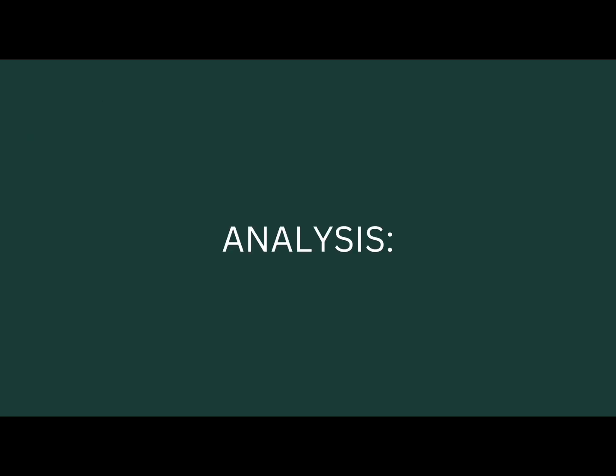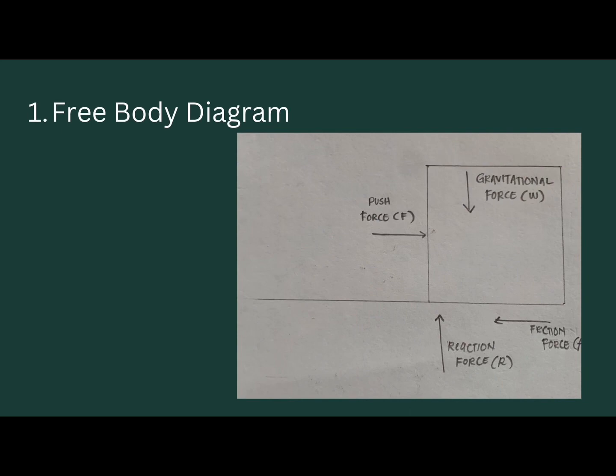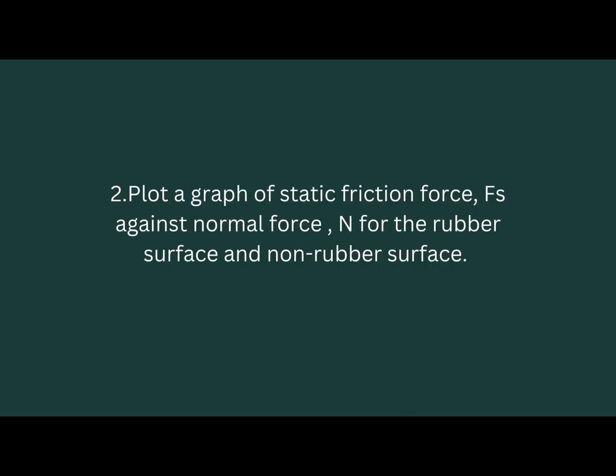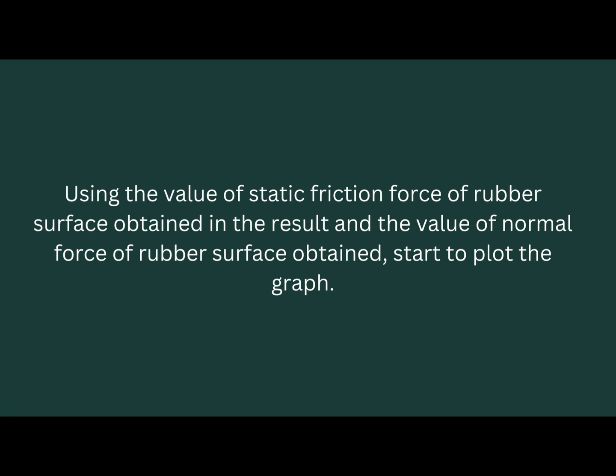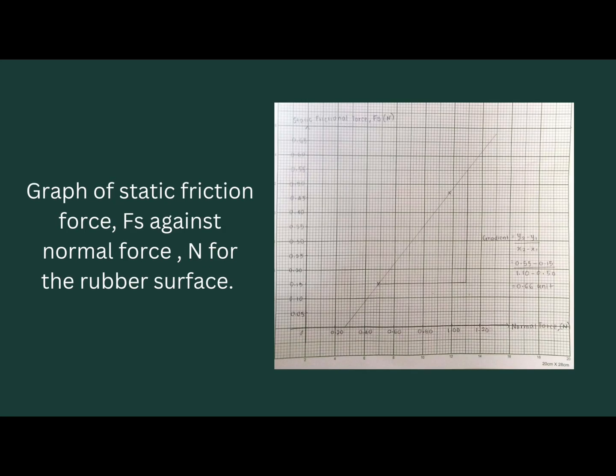Next, we will proceed to analysis. This is the sketch for the free body diagram. For analysis 2, plot the graph of static friction force against normal force for the rubber surface and non-rubber surface. To find the normal force for the rubber surface, using the value of static friction force of the rubber surface obtained in the result and the value of normal force of the rubber surface obtained, start to plot the graph. This is the graph of static friction force against normal force for the rubber surface.